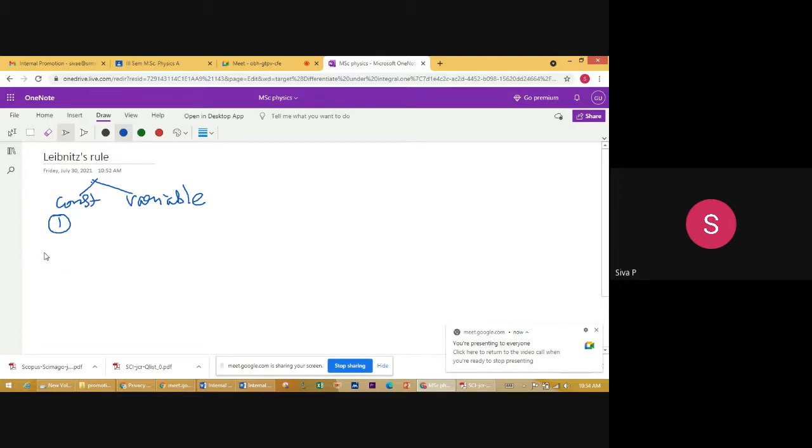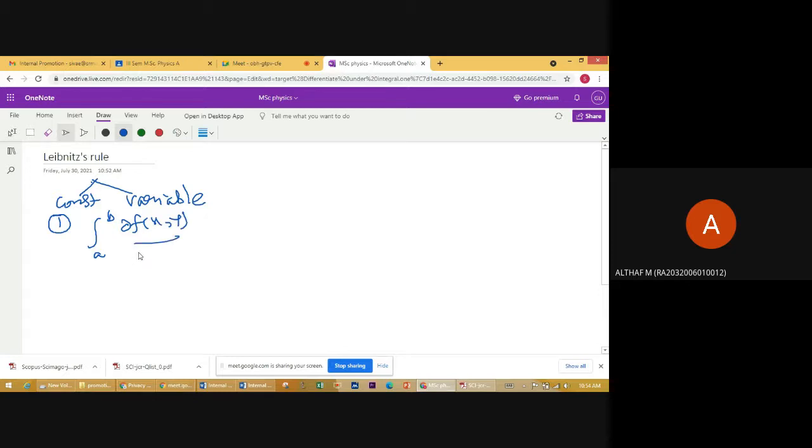Integral over a to b of dou f of x comma y by dou x dy. So if we differentiate on both sides d by dx, no, actually that is not the Leibniz rule. Leibniz rule is different.